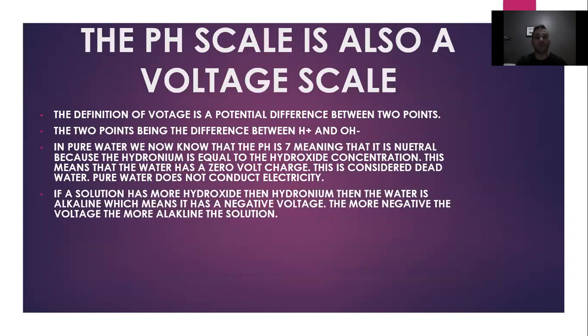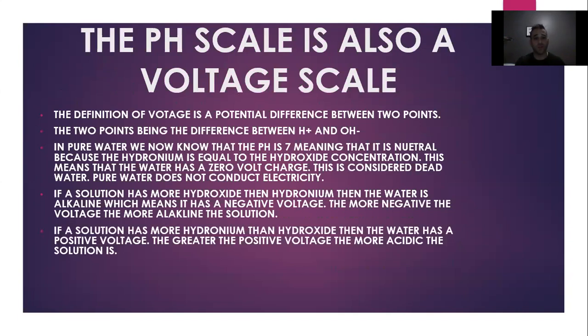If a solution has more hydroxide than hydronium, then the water is alkaline, which means it has a negative voltage. The more negative the voltage, the more alkaline the solution. So if I have more hydroxide than hydronium, I have more OH negative than H plus. If I take the difference, I end up with a negative number. So negative voltages, negative waters equal alkaline waters.